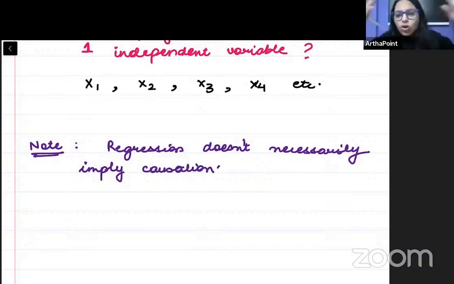Regression does not imply causation. मतलब देखो, causation मतलब when one thing causes another, एक चीज की वजह से दूसरी हो रही है, that is causation. Causation is always justified through economic theory. जैसे हाँ, quantity demanded is affected by price, but ये economic theory है ना, right?